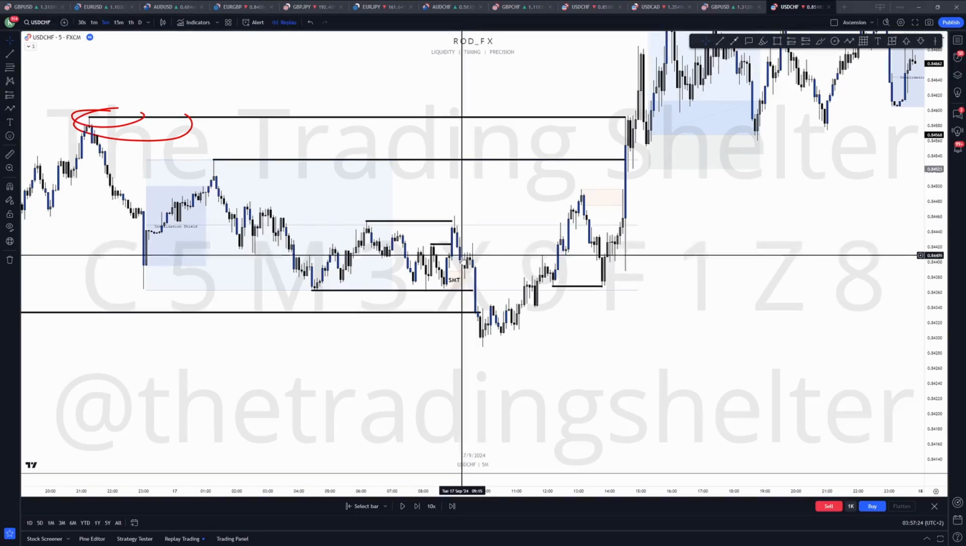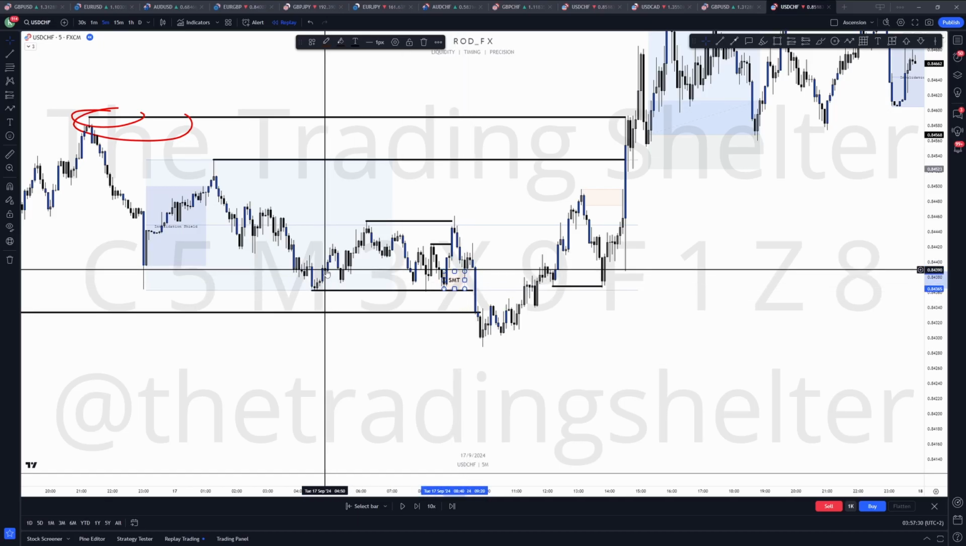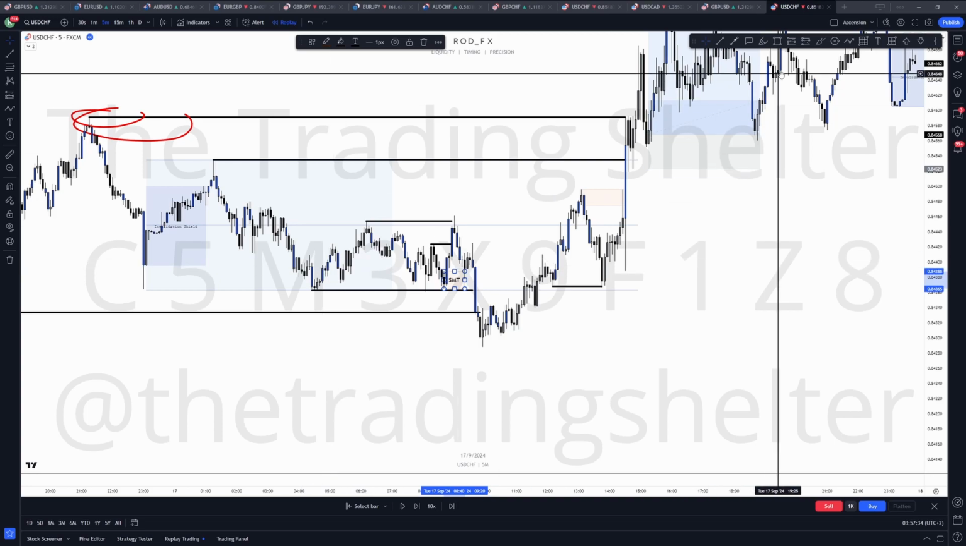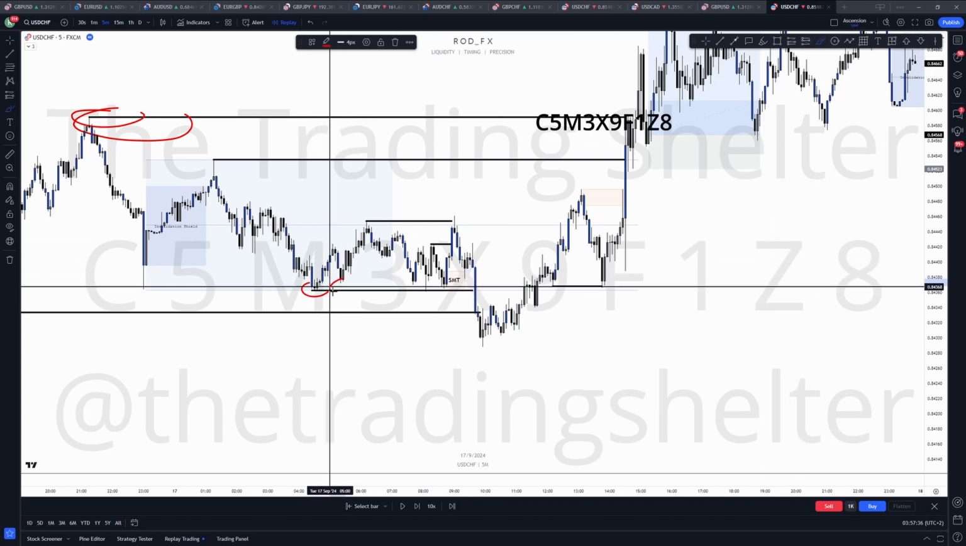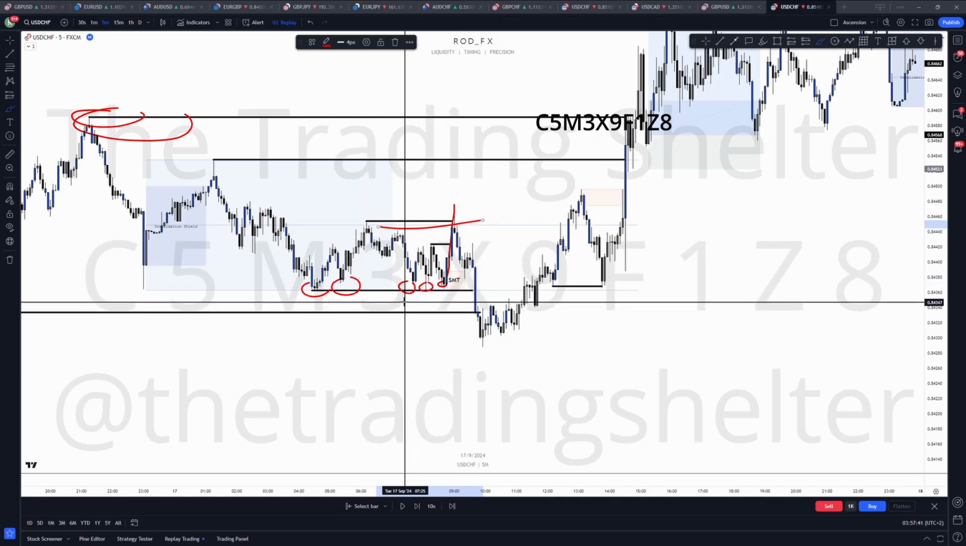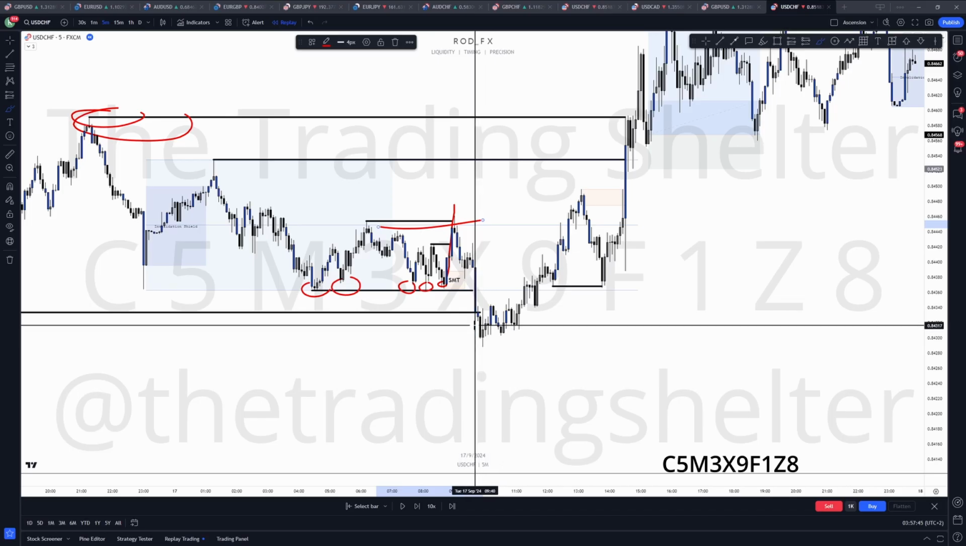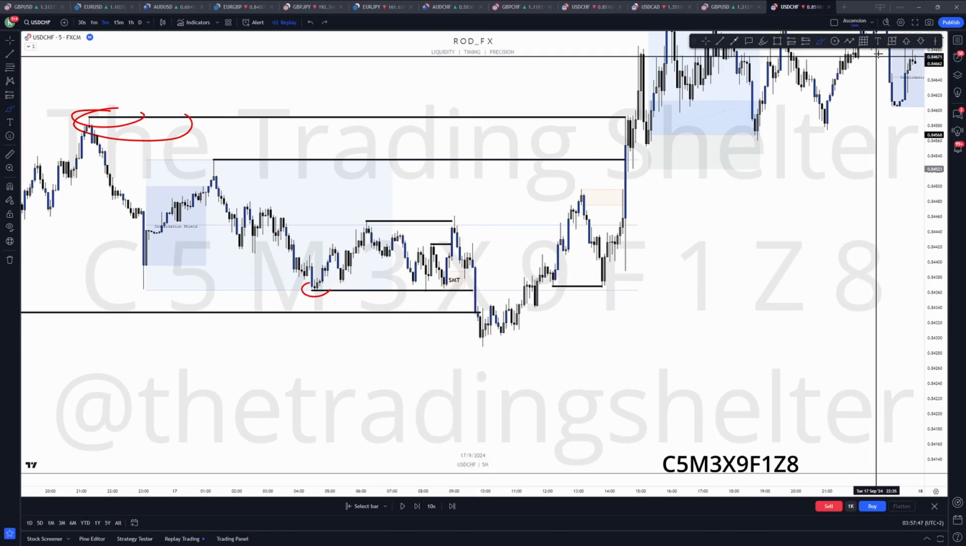What else can create this SMT? We're under Asia low. What else? We have equal lows. Why? Simple. 1, 2, 3, 4, 5 makes a new high. Confirmation. So if you add all this up, let's look together.